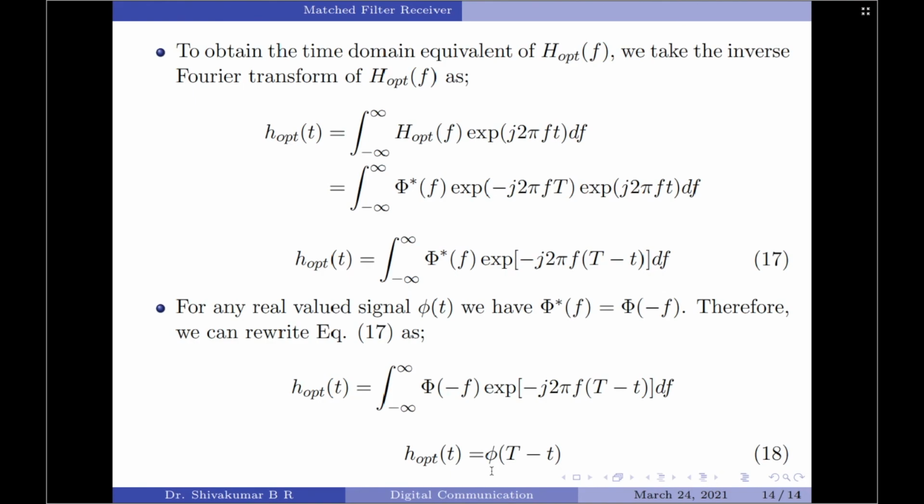So, to conclude, we have now shown that the matched filter receiver is an optimum receiver because by choosing H optimum of t equal to phi of capital T minus small t, we obtain the maximum output signal to noise ratio. Right. That completes the proof for the optimality of the matched filter receiver. In my next video, I will discuss the properties of matched filters.